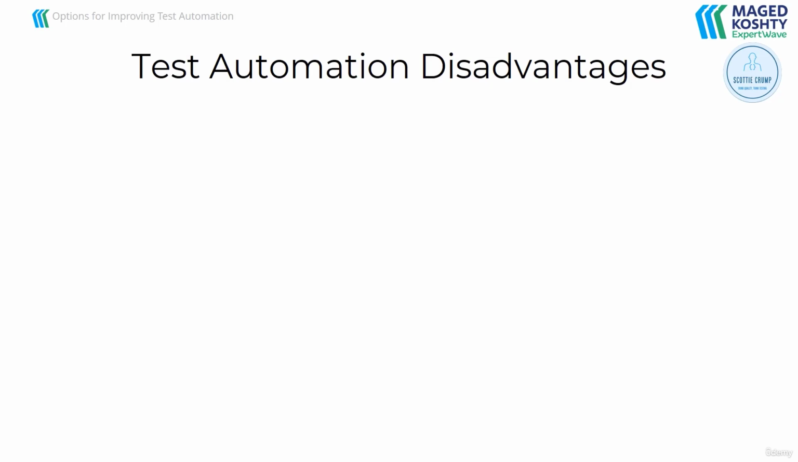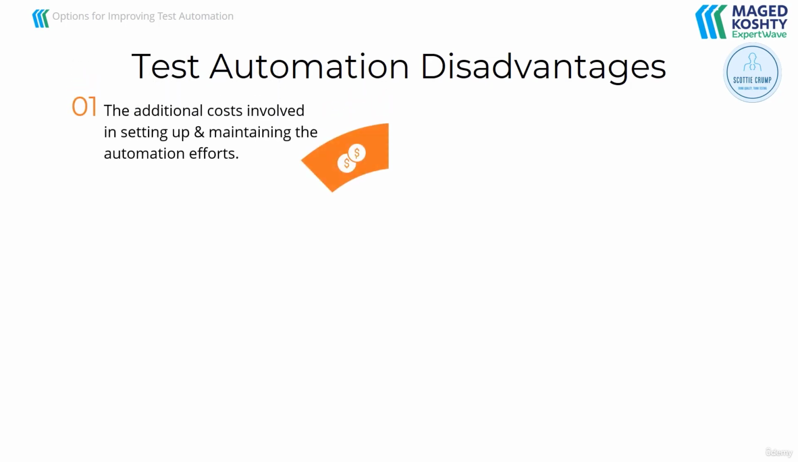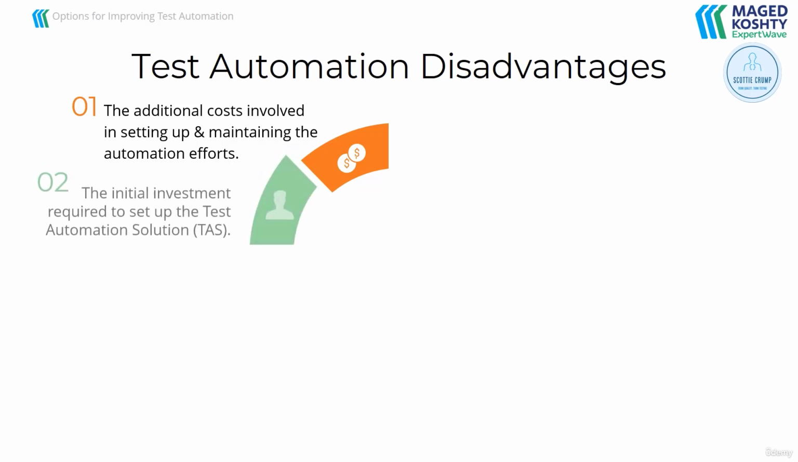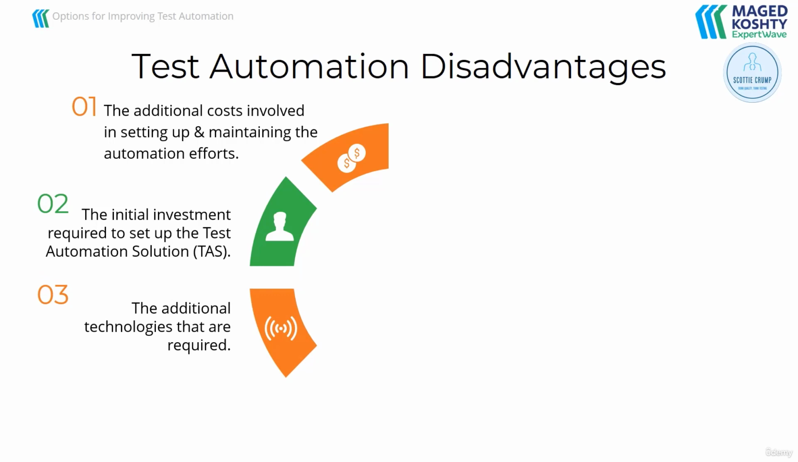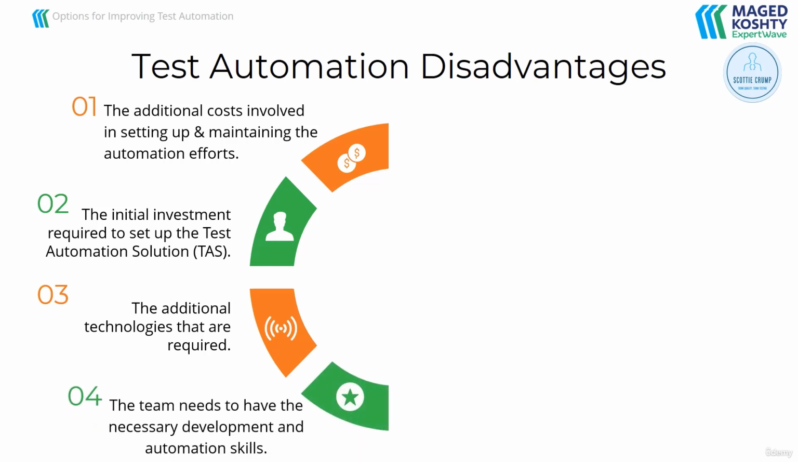Disadvantages of test automation include the additional costs involved in setting up and maintaining the automation efforts. The initial investment required to set up the test automation solution, also known as the TAS. The additional technologies that are required, for example, a test automation tool requires a programming language installed on the machine that will execute the tests. The team needs to have the necessary development and automation skills.